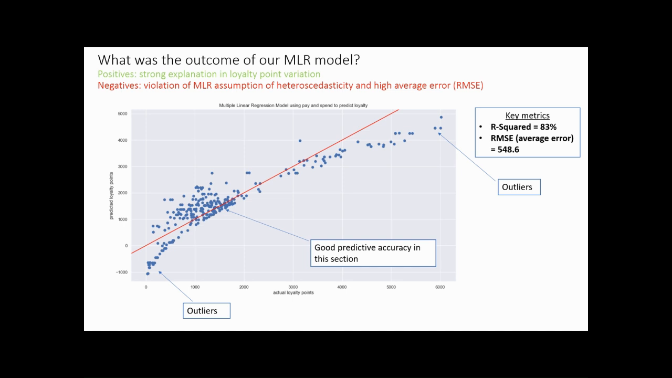Looking at the scatter plot, we can see the relationship between actual loyalty points and predicted loyalty points. The closer the data points lie to the line, the more accurate our model is. My model achieved an R squared of 83%. What this means is that my model using pay and spend score can explain 83% of the variation in loyalty points. The closer the value to 100%, the better.